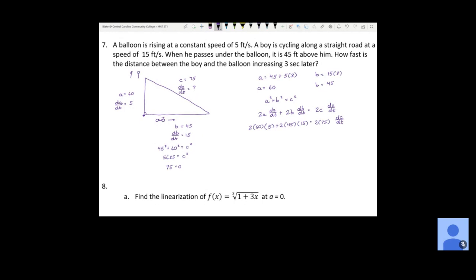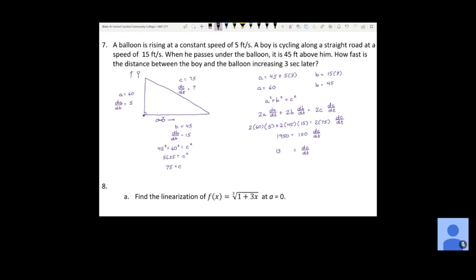All right, so just go ahead and simplify what's on the left first. So if we multiply and add all that together, what's that going to give us? Okay, 1950. And then 2 times 75 should just be 150. And so if we divide there, what's that going to give us? 13. Good. 13 is our dC/dt value.